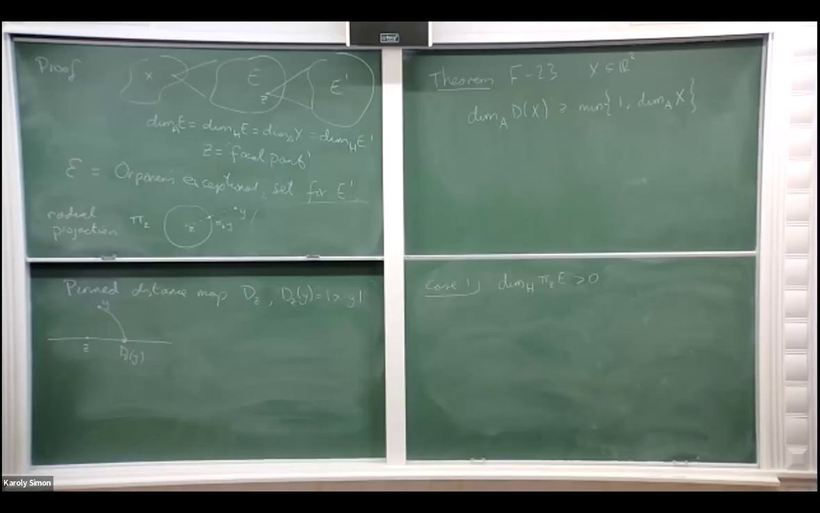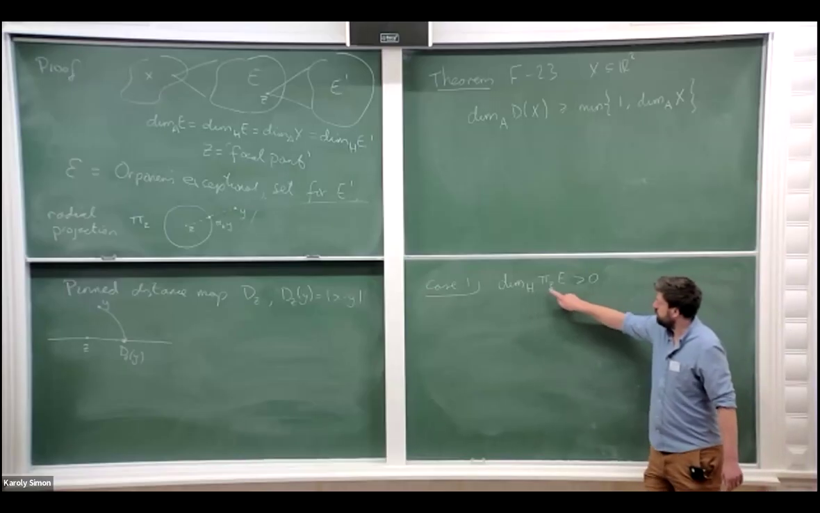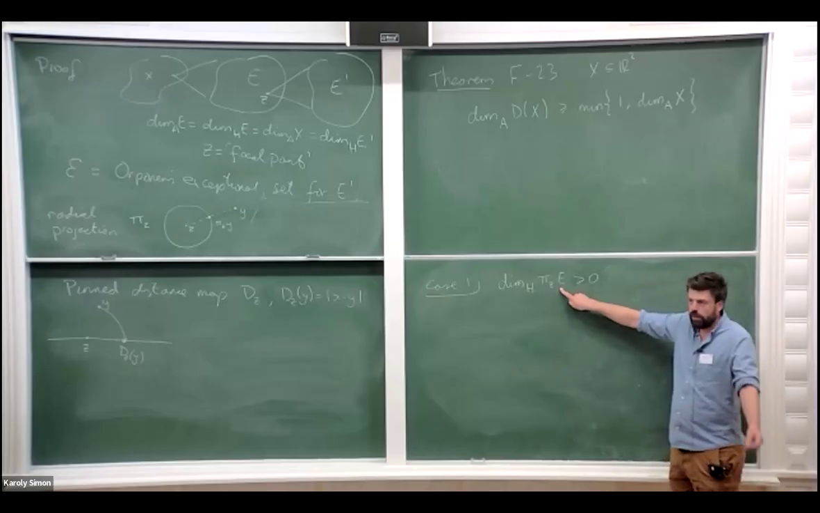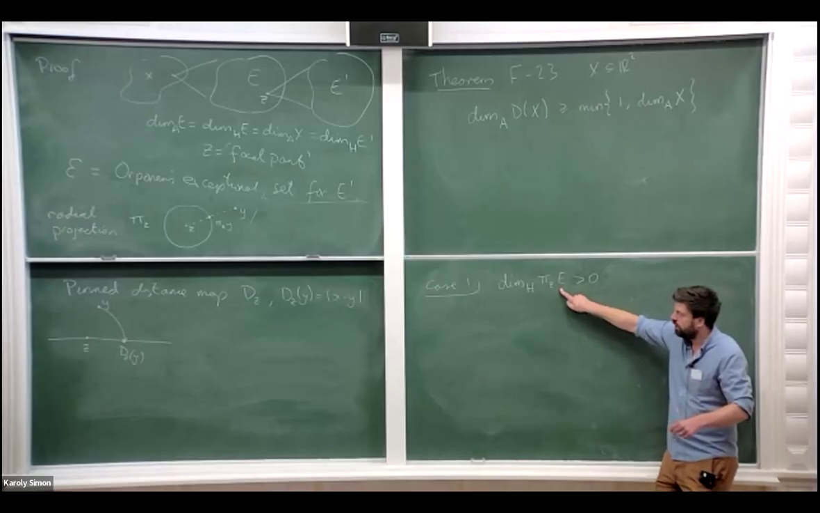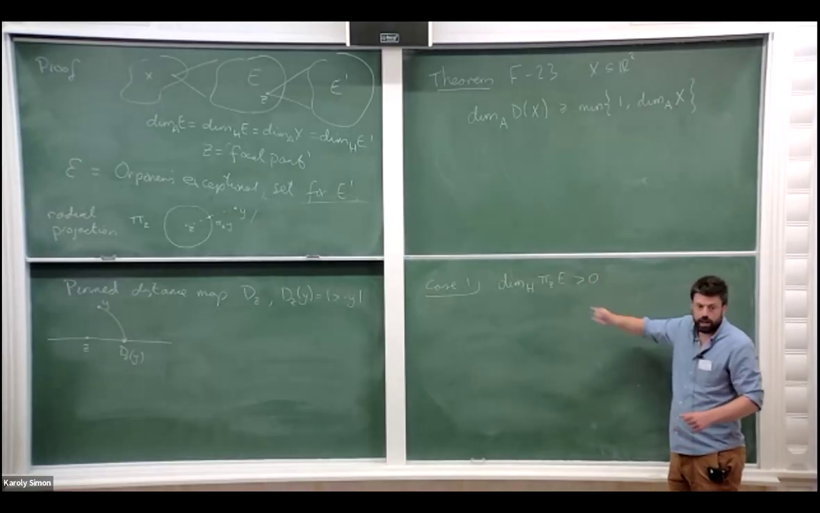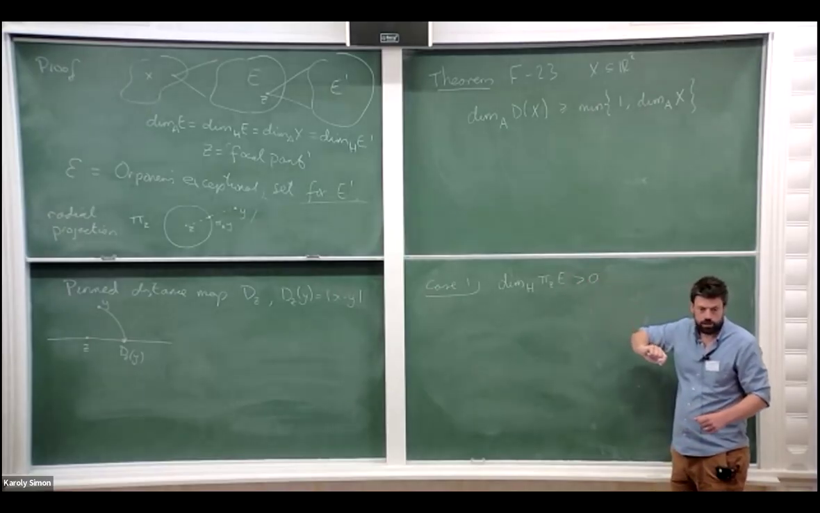And this is in one-to-one correspondence with one-dimensional subspaces of the plane. And so if the Hausdorff dimension of this set is bigger than zero, then I must be able to find a direction which is not an exceptional direction for Orponen's projection theorem.